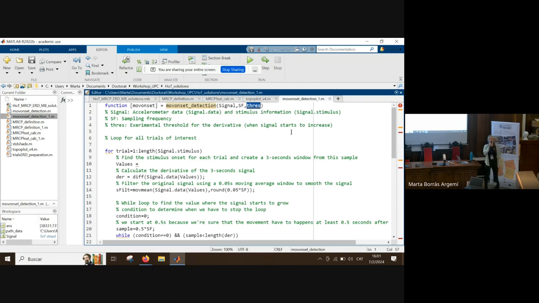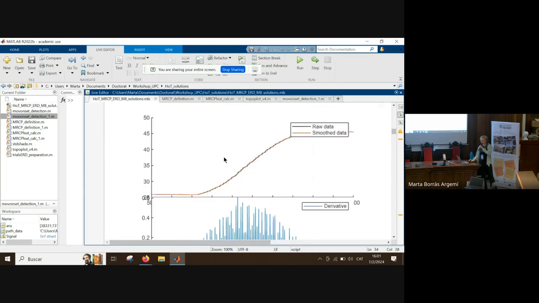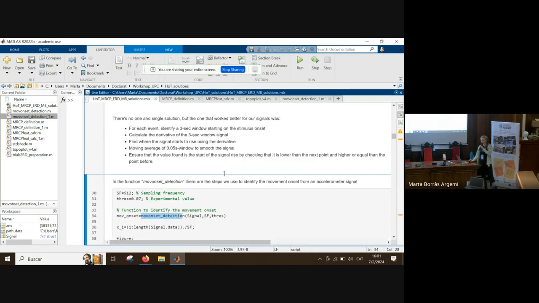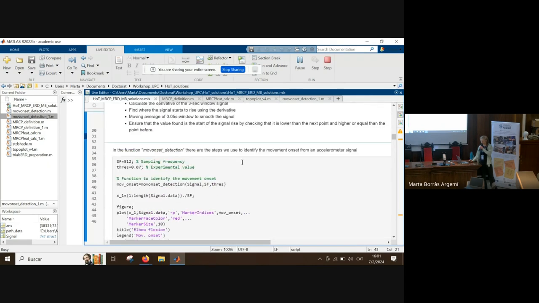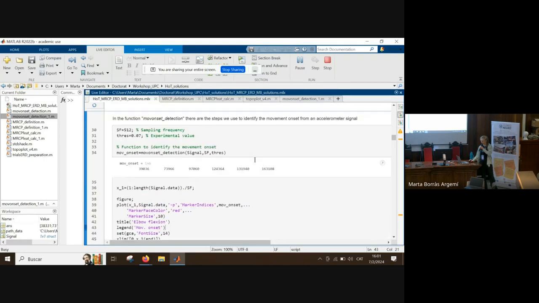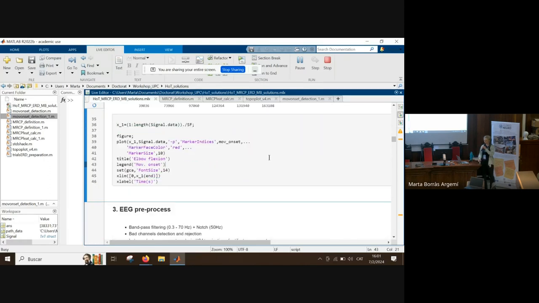And once you complete it, you can go to the main live script and run this section. Okay. And if you run this section, you should be obtaining something like this. Sorry, it is plotting.